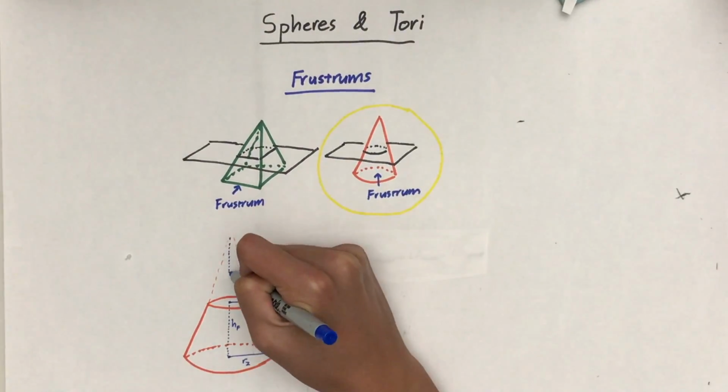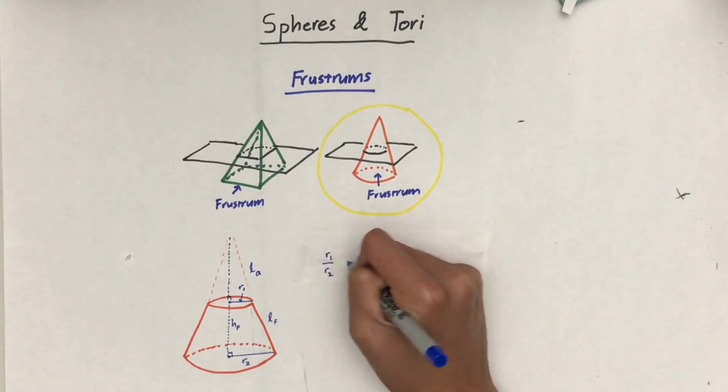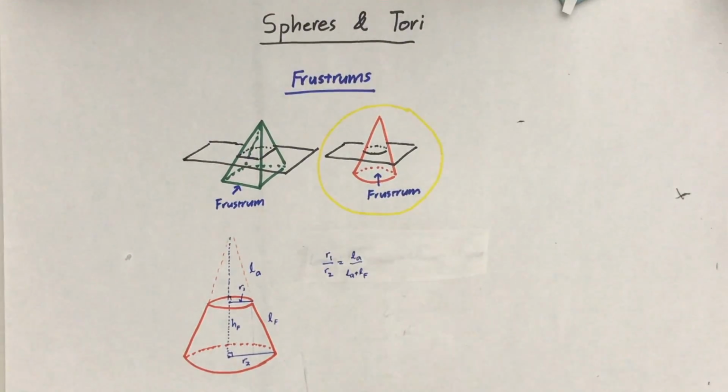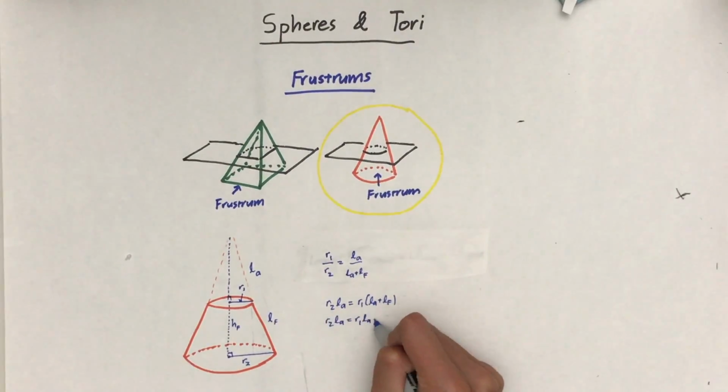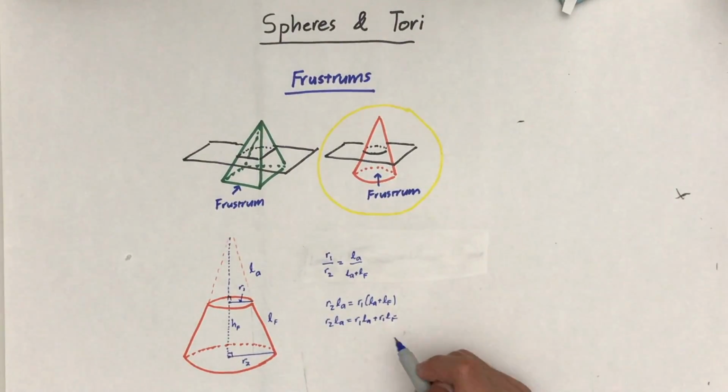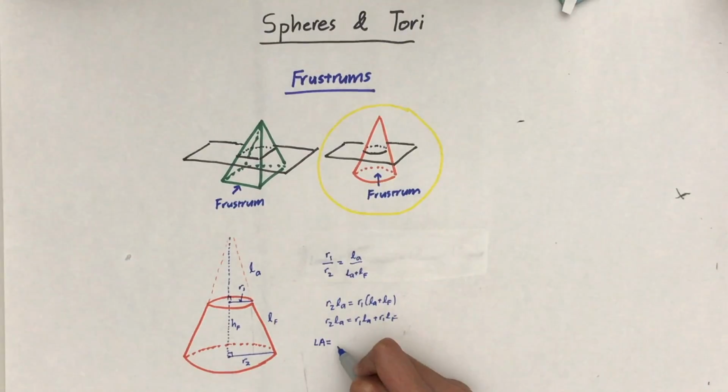So, first, I'll use similar right triangles and proportions in order to find the lengths of some of the dimensions. So here I find that R2 times the slant height of the apex is equal to R1 times the slant height of the apex plus R1 times the slant height of the frustrum.